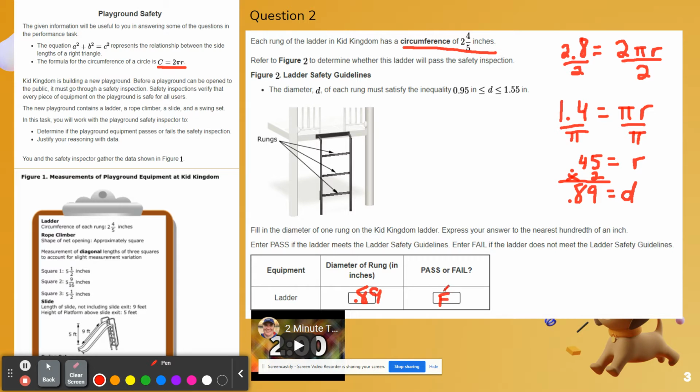Now listen to me carefully. This is probably the most important part. Write down all of your answers on a scrap piece of paper. So you're going to take a piece of paper and you're going to put down 0.89 and then you're going to put fail. And then next to it, you're going to put diameter of ladder.